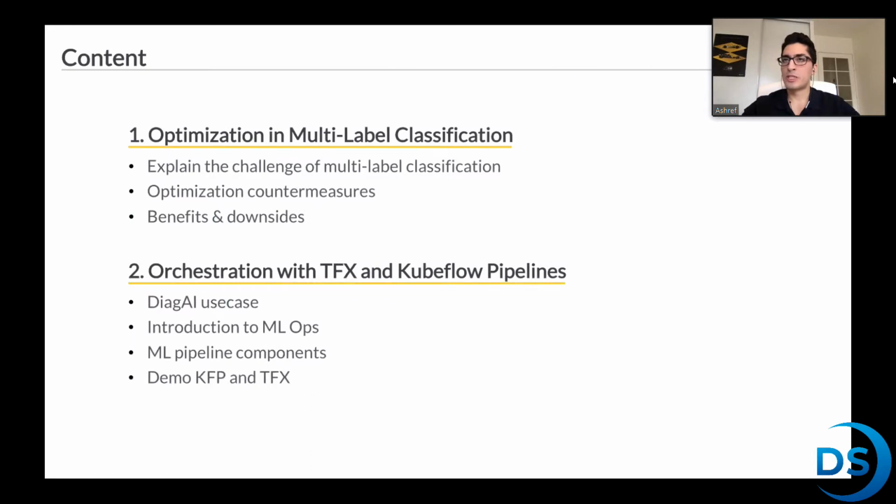So the presentation will be in 2 parts. In the first part, I will talk about the optimization in multi-label classification. I will explain the challenge of multi-label classification. I will suggest some optimization countermeasures, and I will explain some benefits and some downsides.